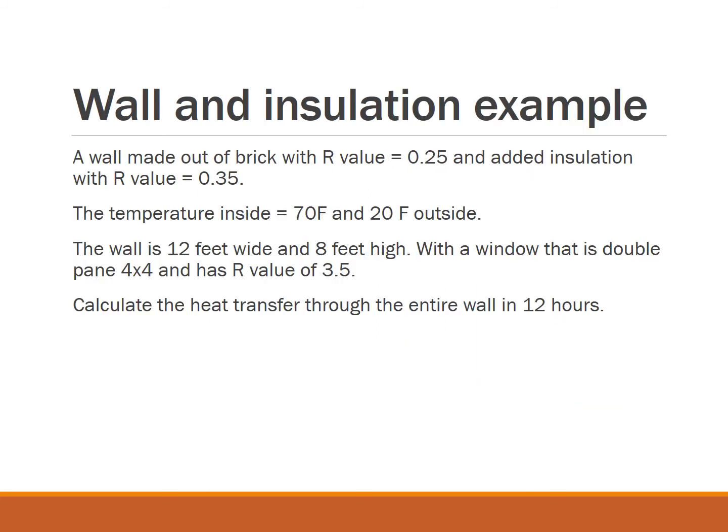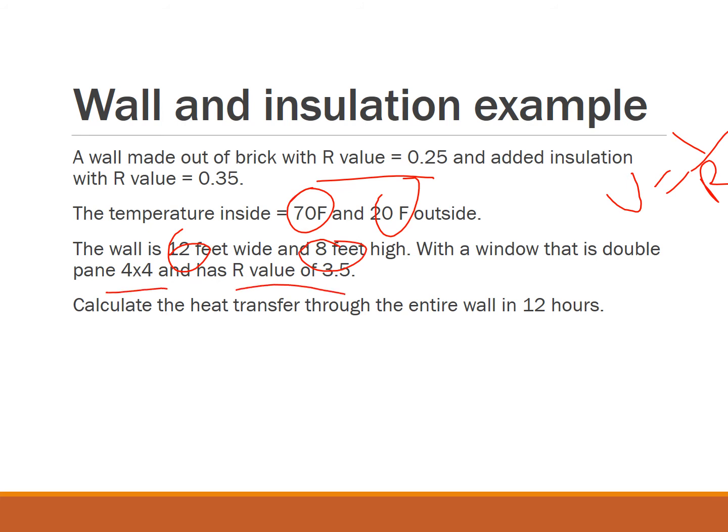Okay, moving on. So we have a wall made out of brick with an R value. Now we have the R value, we don't have the U. So what are we gonna do? We're gonna get U equals 1 over R. Temperature inside is 70, outside is 20. The wall is 12 feet by 8. There's a window. It has also an R value. So it's going to be a little bit of a buildup. So calculate the heat transfer through the entire wall.